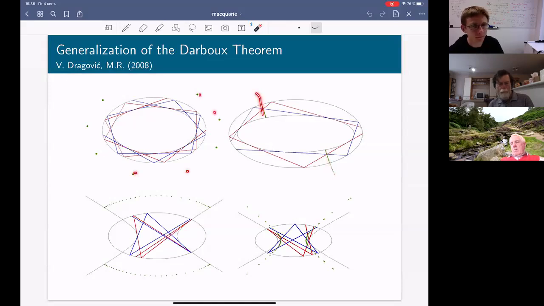These figures are obtained by computer simulation. And we see nicely that, for example, those ones are sitting on the branches of a hyperbola, or those ones on a confocal ellipse.